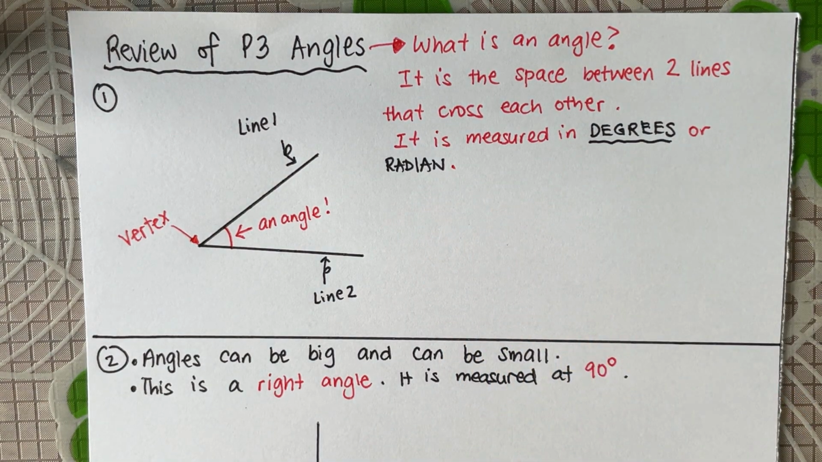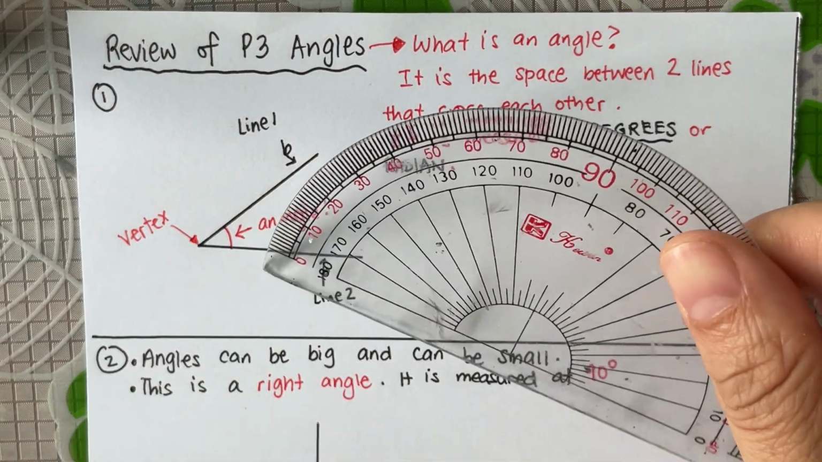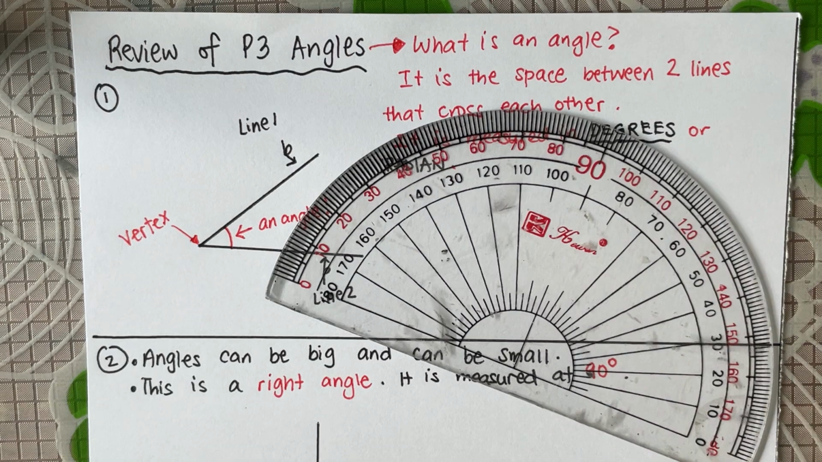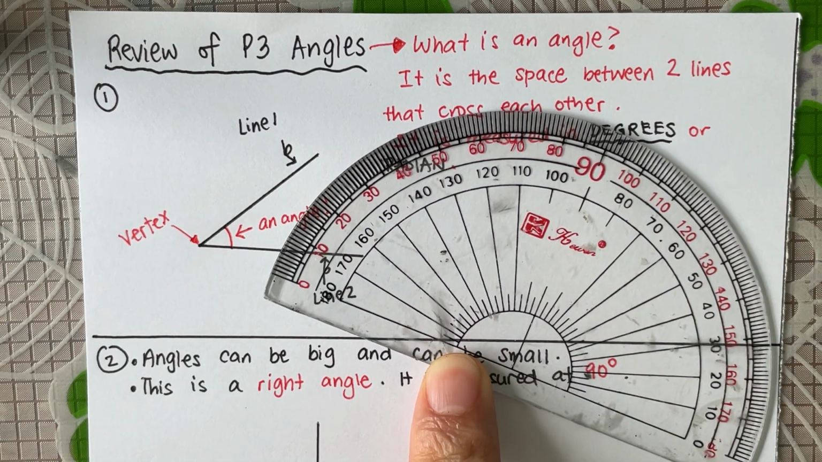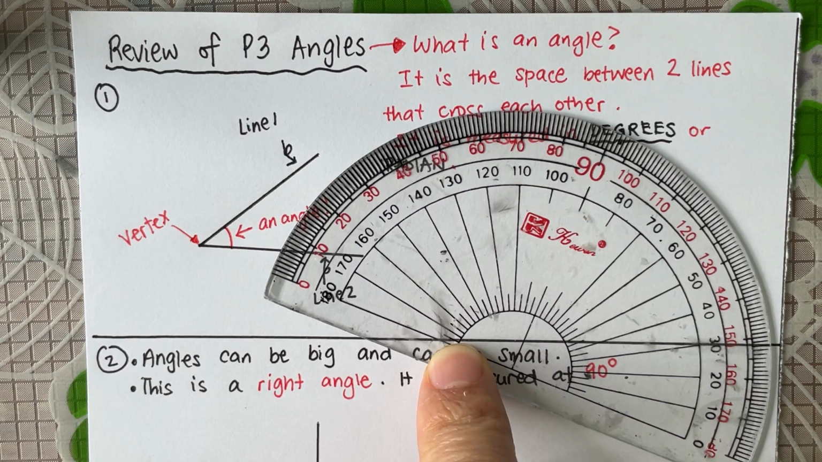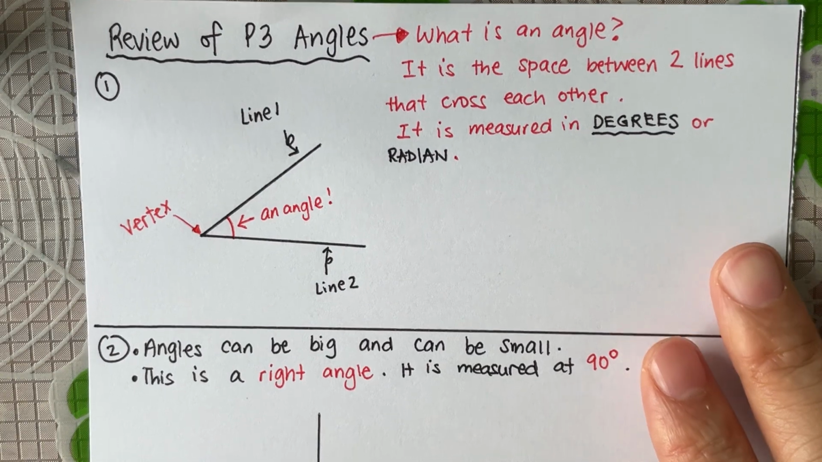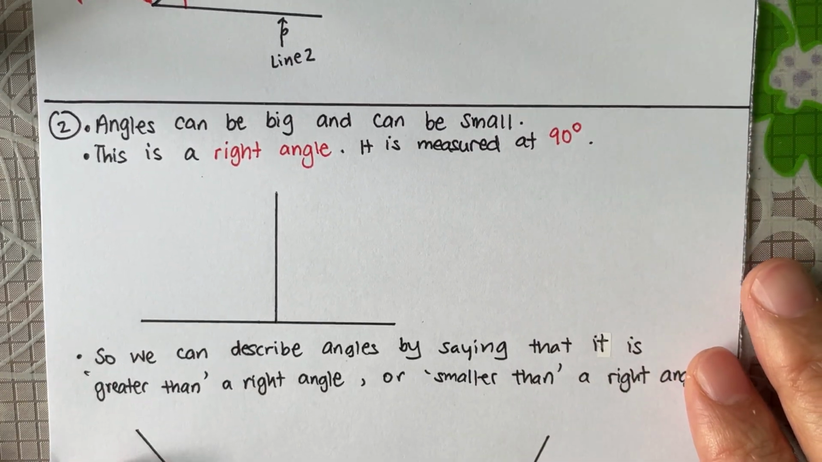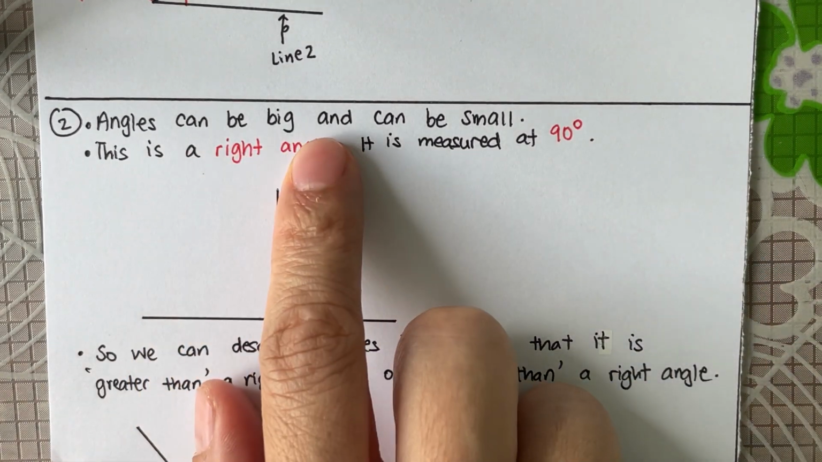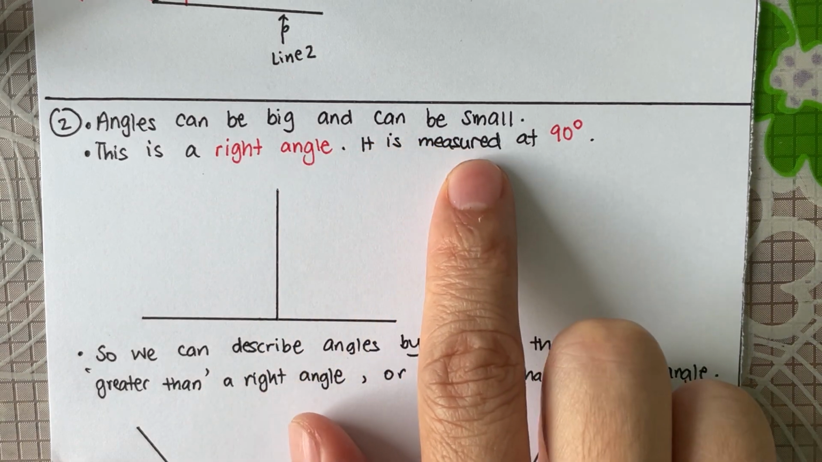Okay, so you might wonder, how do I measure an angle? Well, in primary 4 this year, you will use this tool called a protractor to measure angles, and I will teach you how to. Moving on, let's take a look at the second point. Now, angles can be big and angles can be small.